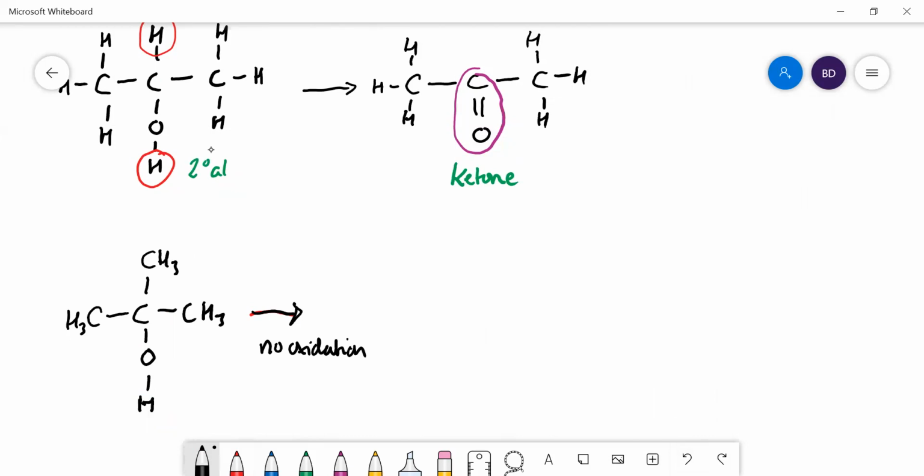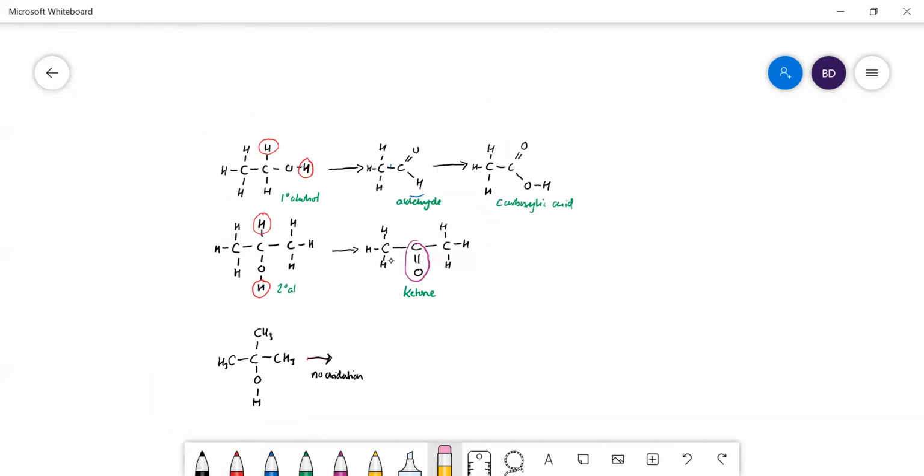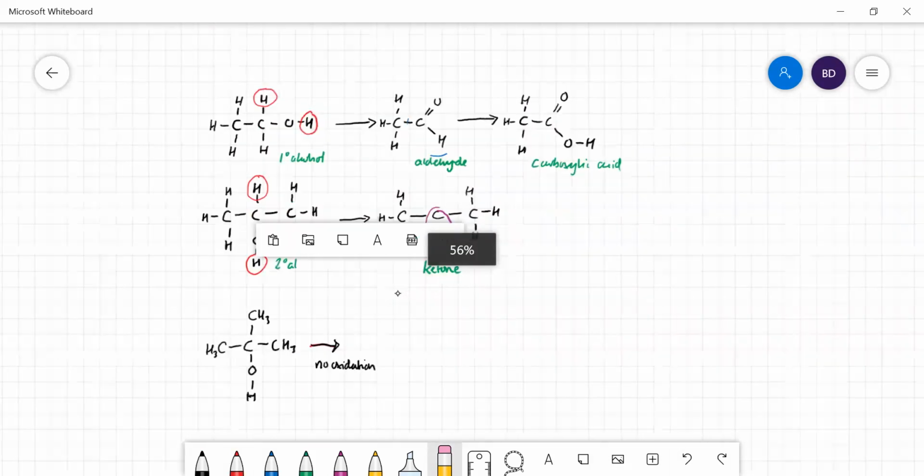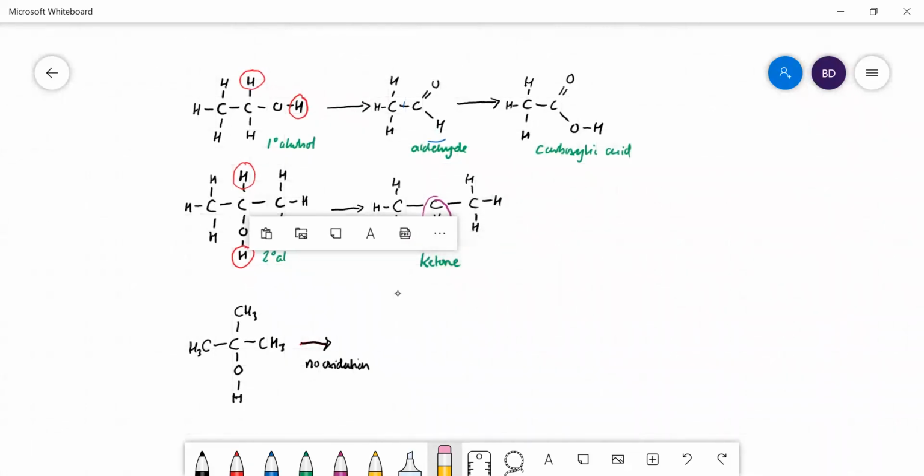So let's summarize that, shall we? Sorry. Shrink that. So we get a nice little pattern there, don't we? A primary alcohol can be oxidized to an aldehyde, 1 step. Second step, oxidized to a carboxylic acid. The secondary alcohol can only be oxidized 1 step up, yeah. And this one can be oxidized no steps, okay? So we get a nice little trend there.